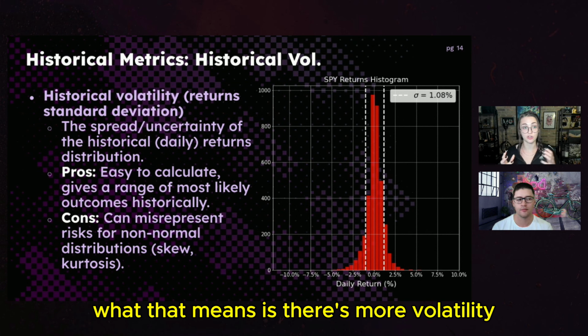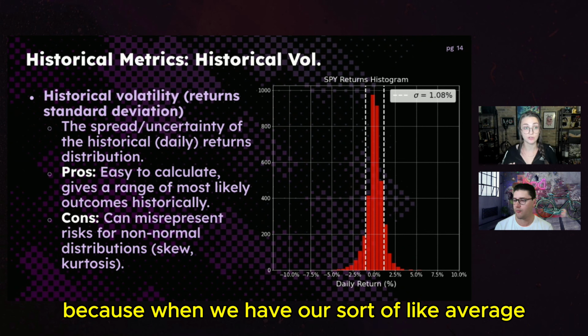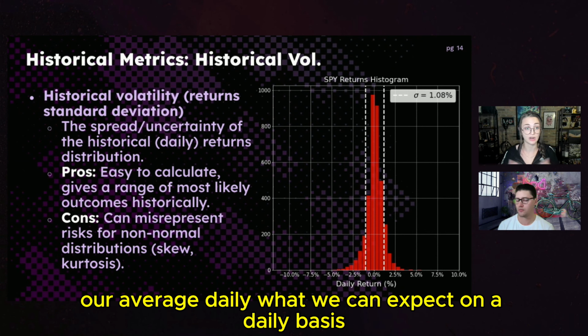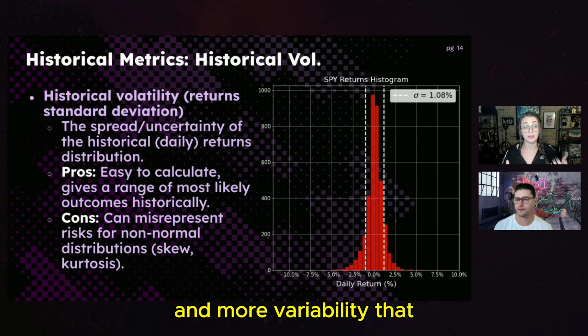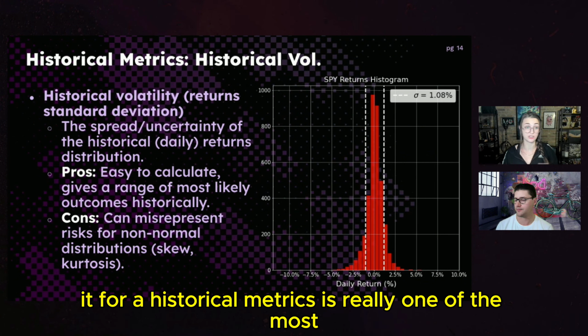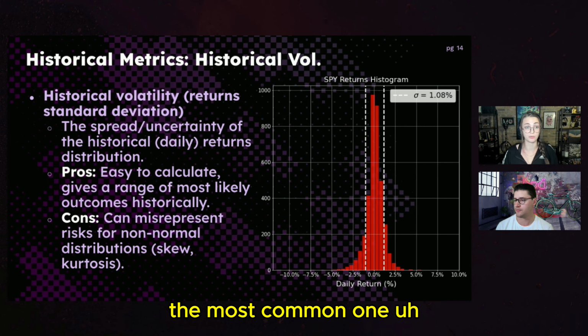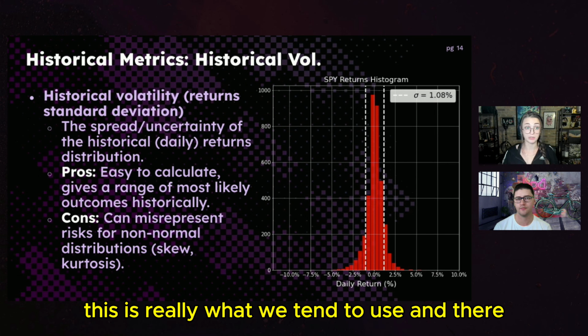What that means is that there's more volatility or more historical risk associated with that, because when we have our average expected move, for example, or average daily, what we can expect on a daily basis, there's more uncertainty around that measurement and more variability that measurement can potentially have. So historical metrics are really one of the most common when we're looking specifically at returns. This is really what we tend to use.